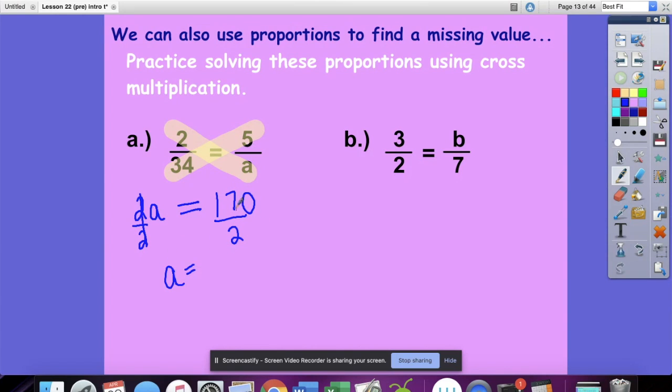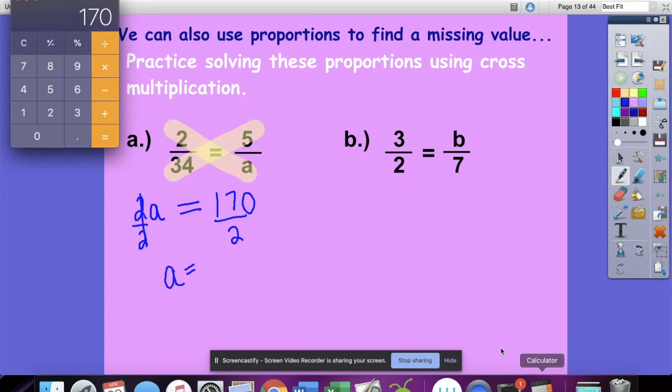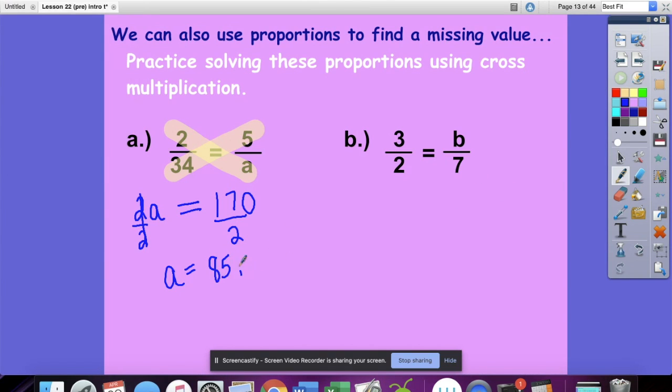So now to get my answer, all I'd have to do is figure out what 170 divided by 2 is. And 170 divided by 2 gives me an answer of 85. So in this proportion up above, my value for A is 85. Let's go through and do the same thing here for letter B.